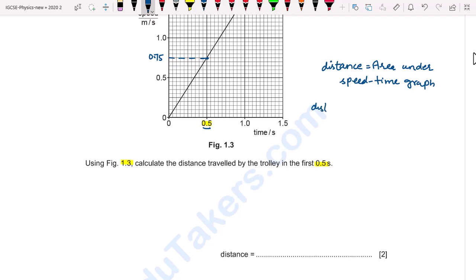So distance must be equal to the area under this curve, and it's a triangle. So I write here 1 over 2 speed multiplied by time, 1 over 2 times 0.75 multiplied by 0.5. So distance comes to be 0.19 meters.